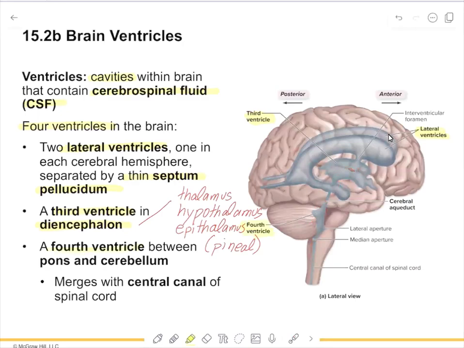And the fourth ventricle is between the pons and the cerebellum. So it's located in this juncture right here. So anterior to that would be the pons, and this would be the medulla oblongata. The fourth ventricle merges with the central canal in the center of the spinal cord.